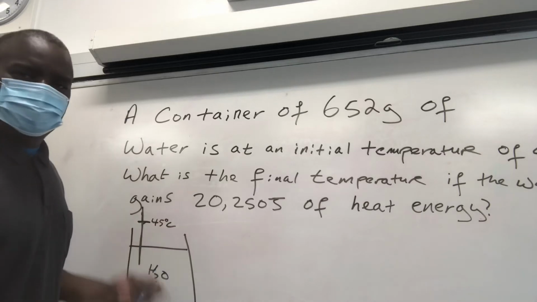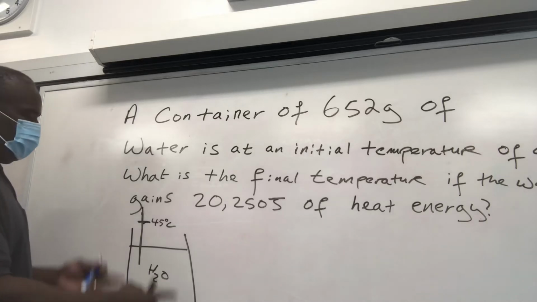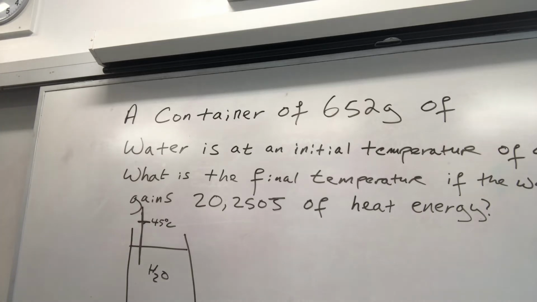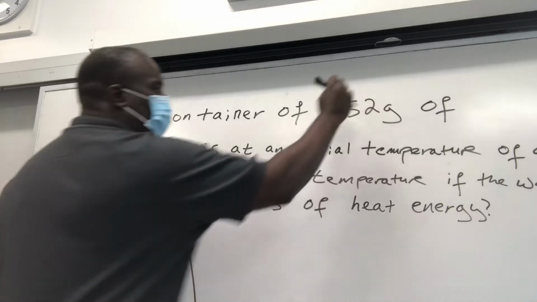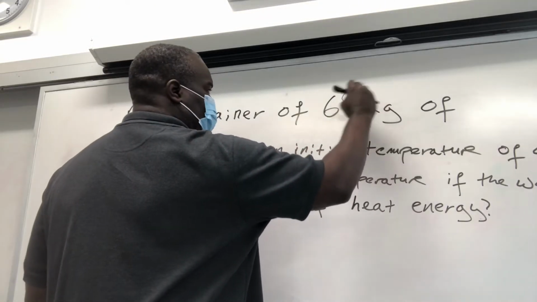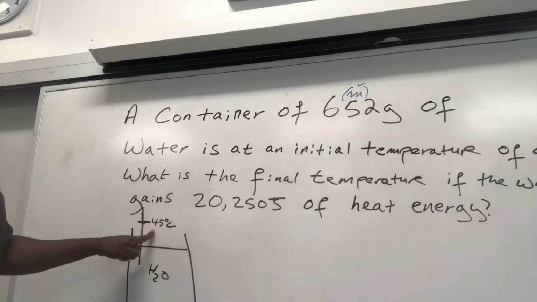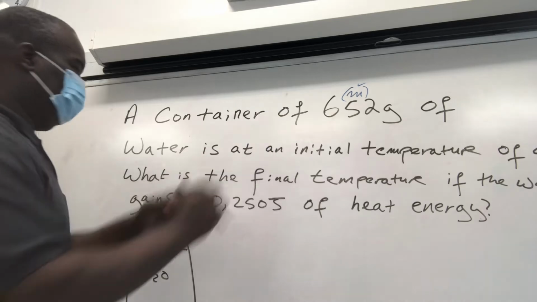So now you have a visual of what's going on. You've got a certain amount of water, and it's initially at 45 degrees C. Now what's happening? You've got 625 grams of water, so that's going to be mass. That's our mass, so we know the mass. It's initially at 45 degrees. We do not have delta T yet, folks. That's just initially at 45 degrees.